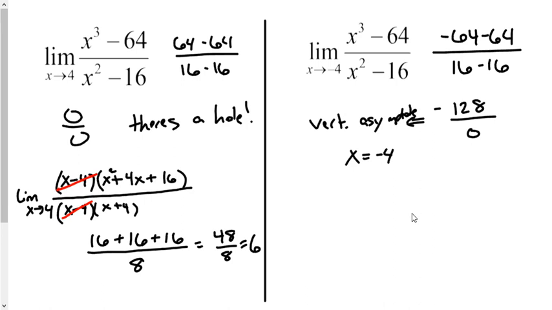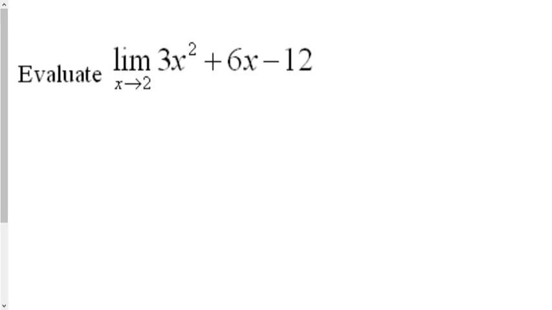There we go. Those are our limits. We found the limit here because we got 0 over 0, so we knew there was a hole, and that hole happens at 4, 6. And then over here we've got our limit. We end up with a number on top over 0. That tells me there's a vertical asymptote. Okay. All right, next one.